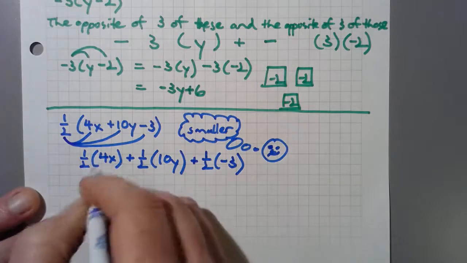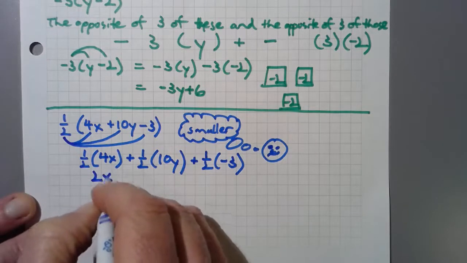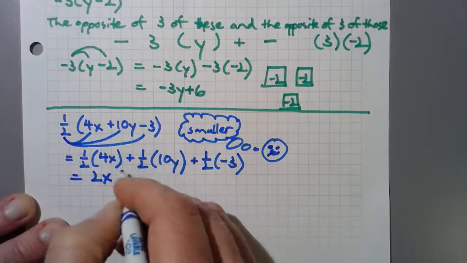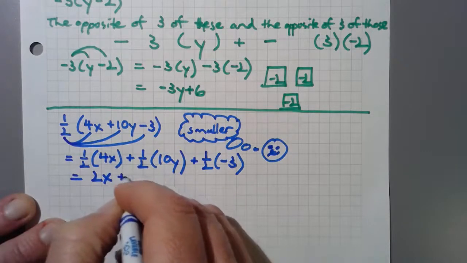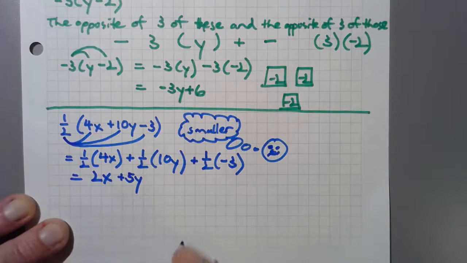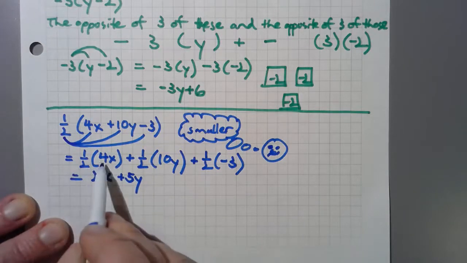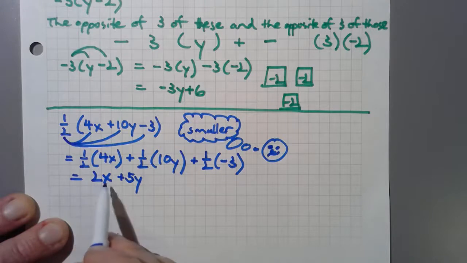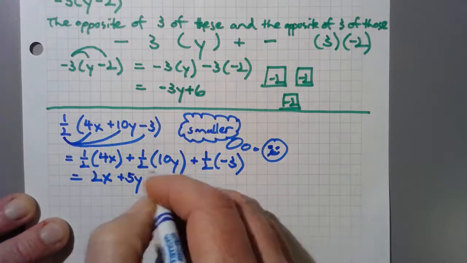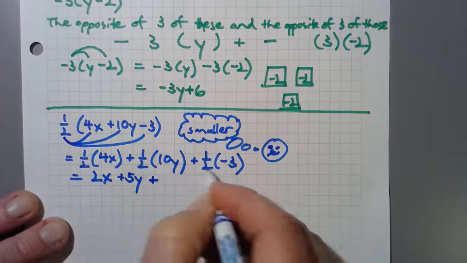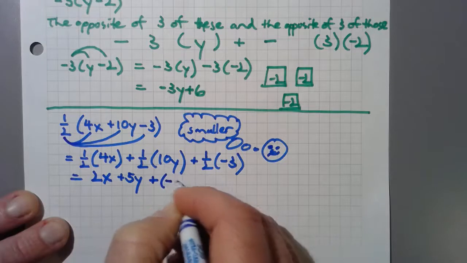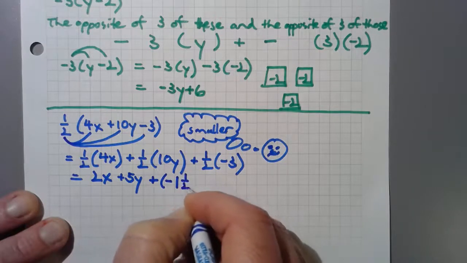Okay, let's do this. Half of 4x, 2x. Half of 10y, 5y. Notice that we cut the numbers in half, but we keep the variable the same. That's like saying half of 4 erasers is 2 erasers. The variable represents something, okay? And half of -3 is going to be -1.5.